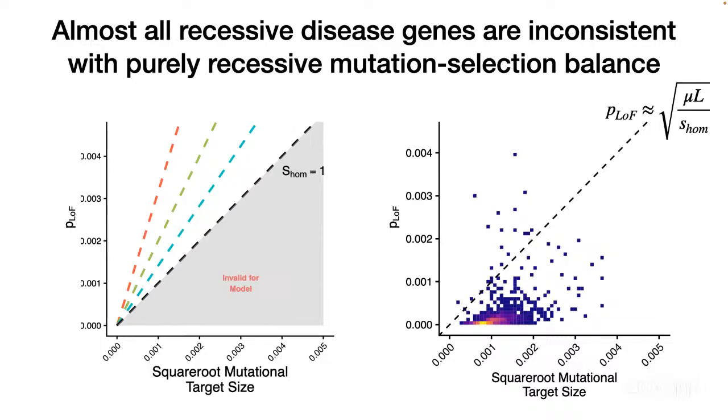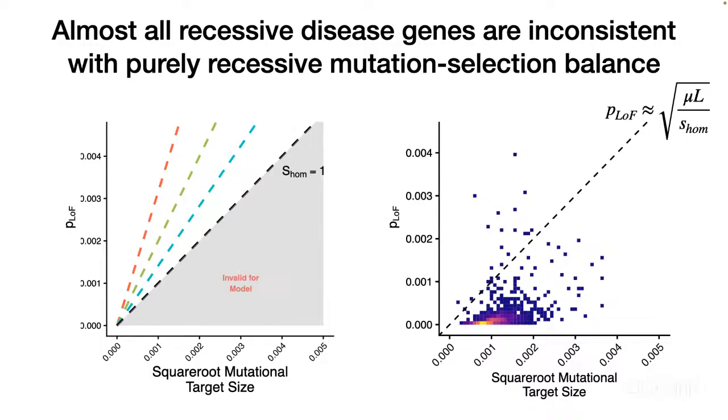And anything above this line of s_het equaling 1, these are all totally fine. This would be consistent with different degrees of recessive selection. Whereas if it's below this line, that's worse than death, so we should not be seeing anything below this line. And then we can plot all of our recessive disease genes, and we can see they're essentially all way below this line. So either these things are somehow worse than death, or they're having effects in heterozygotes.